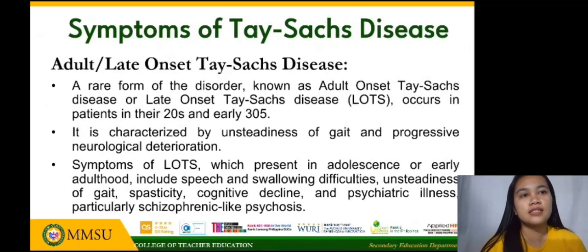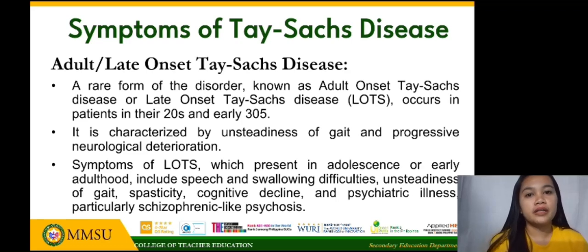Next is adult or late onset Tay-Sachs disease. This is a rare form of the disorder, known as adult onset or late onset Tay-Sachs disease. It occurs in patients in their 20s and early 30s. It is characterized by unsteadiness of gait and progressive neurological deterioration. The symptoms of LOTS, which present in adolescence or early adulthood, include speech and swallowing difficulties, unsteadiness of gait, spasticity, cognitive decline, and psychiatric illness, particularly schizophrenic-like psychosis.